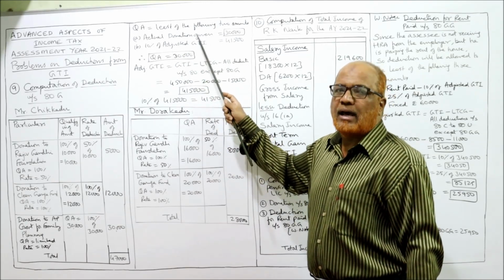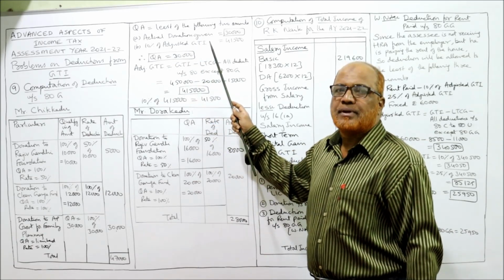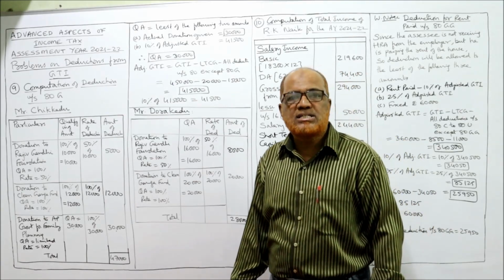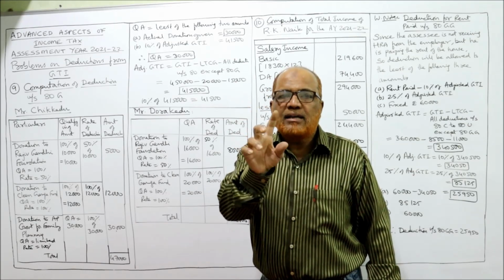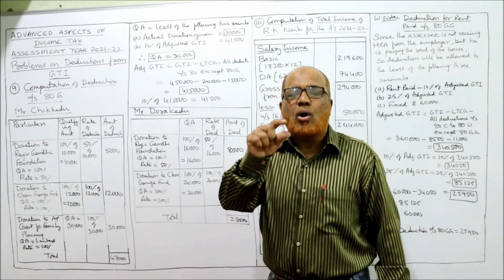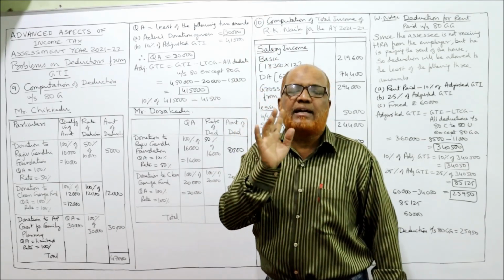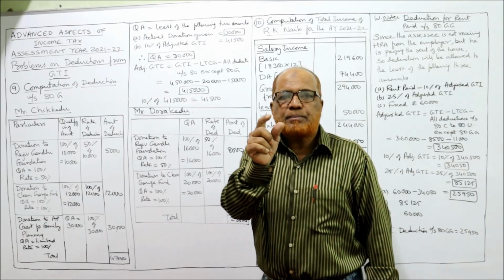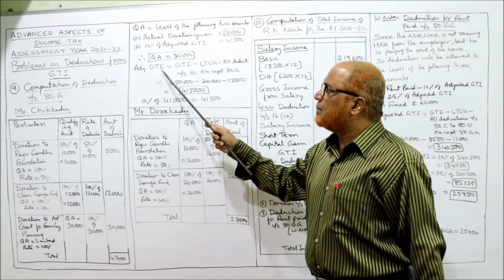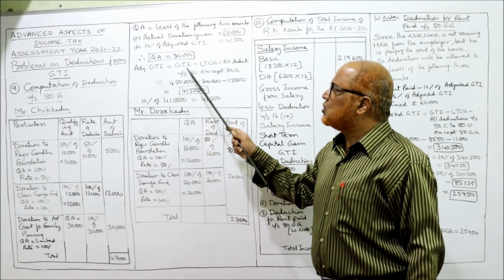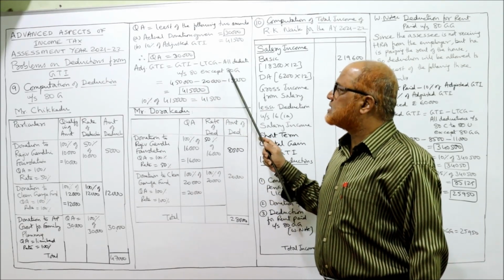Actual amount donated, or 10% of adjusted GTI. So what is adjusted GTI? Take the GTI minus LTCG minus all deductions from 80C to 80U except 80G. Any other deductions there are will be deducted. So in our example, adjusted GTI is equal to GTI minus LTCG minus all deductions under Chapter 80 except 80G.